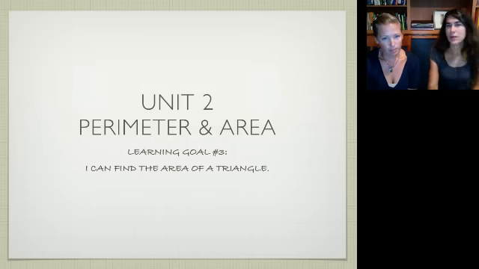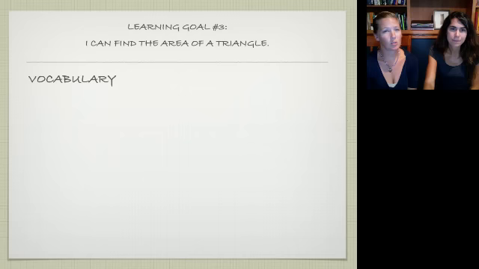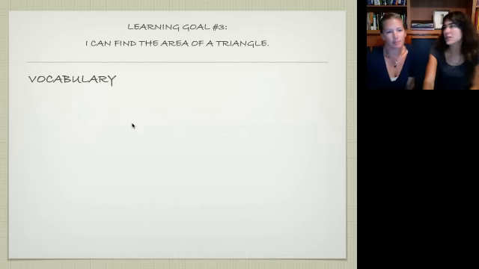Here we are, Unit 2 again, perimeter and area. And our learning goal that you're going to write at the top of your fresh new sheet of paper in your math journal is: I can find the area of a triangle. And this is where it starts to get a little tricky. Yes, pay close attention. So first of all though, our vocabulary, once again, just a little review.